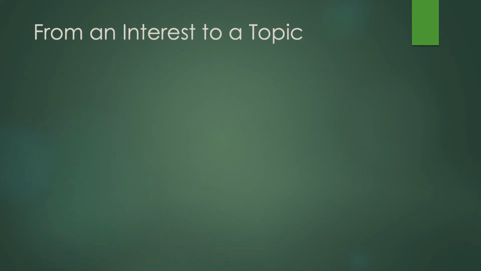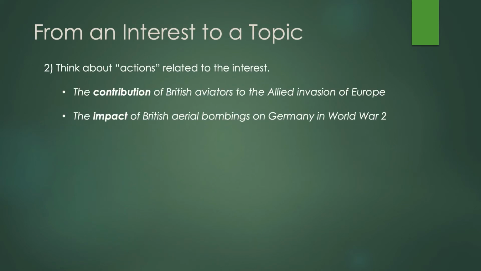The second strategy for moving from an interest to a topic. Think about applying action words to the interest, and thus not just looking at a person, thing, or event, but the dynamic impact of that person, thing, or event on something else. For example, let's say we made it to British aviators in World War II, but we didn't know where to turn next with our narrowing.